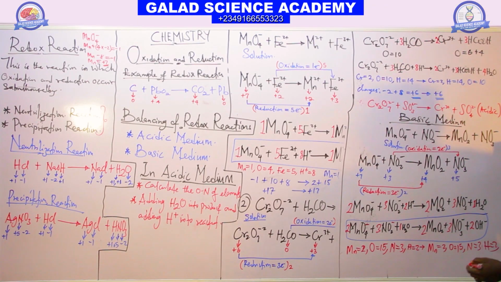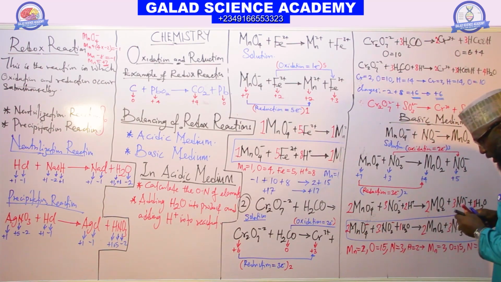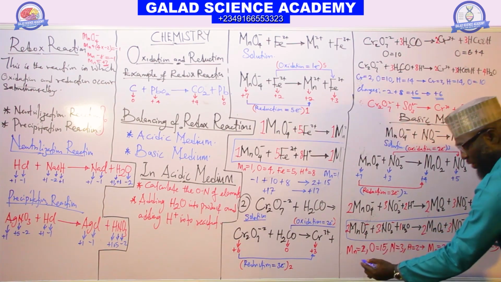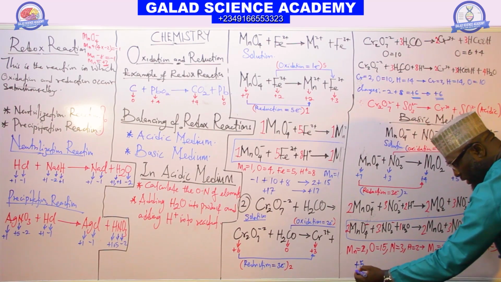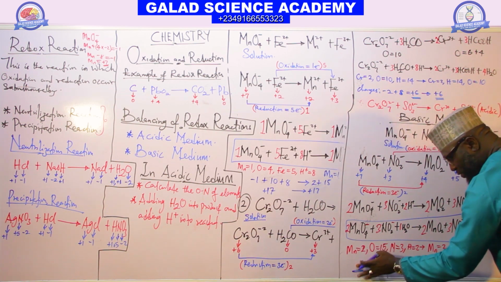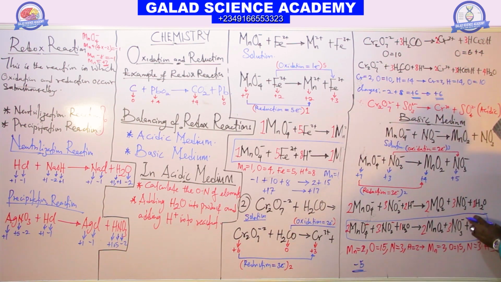Let us look at the charge. How many charges do we have here? We have 2 times 1, then 3 times 1. We have 5 charges at the reactant side. Here we have 3 times 1, 3 plus 2. We have minus 5 charges. We also have minus 5 charges at the product side. Therefore, you can now see that the atoms balance and the charges balance.